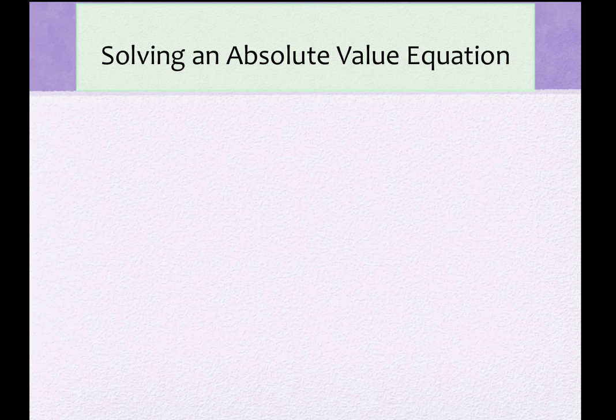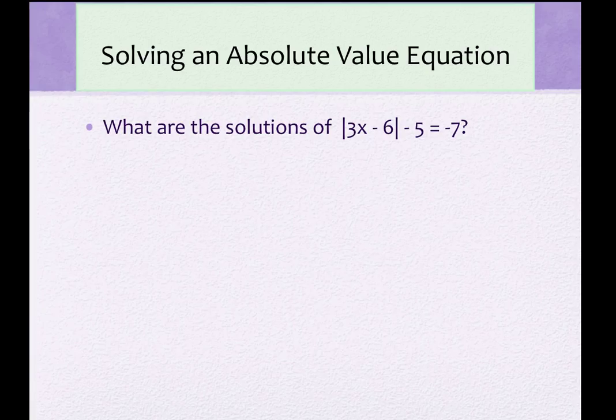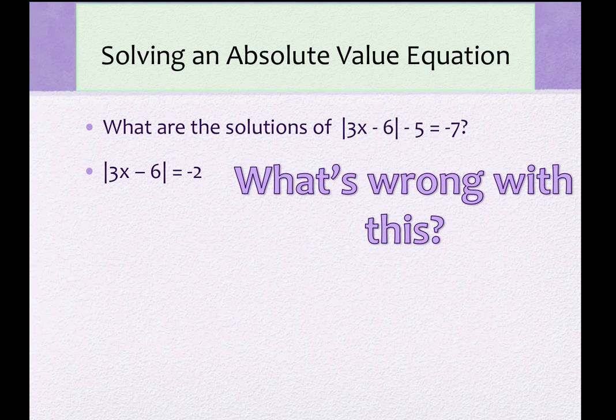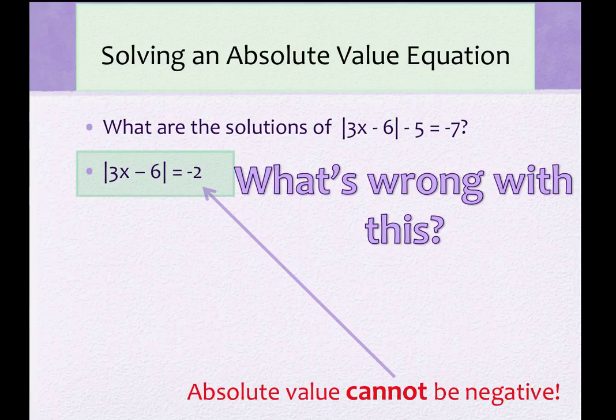Now it's your turn. Take this, pause the video, and solve it. So we could add 5 to both sides, and we realize right away we have the absolute value is a negative. We can't do that, so there's no solution.